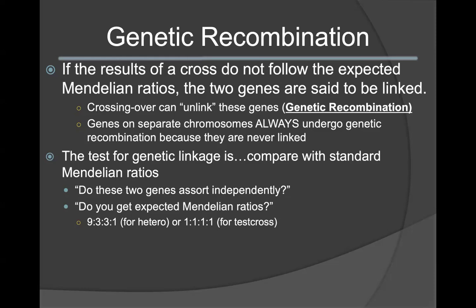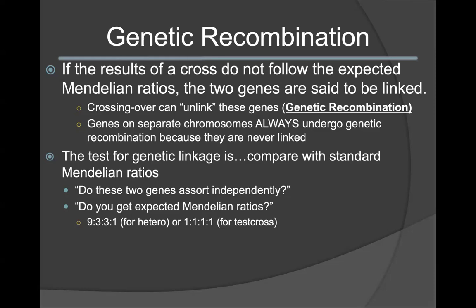Another important thing to understand is that if these genes are linked together on the chromosome, however, if they are farther apart on the chromosome, we know that we can have crossing over events that occur during prophase. This crossing over event can act to unlink these genes through genetic recombination. Genes that are located on separate chromosomes always undergo genetic recombination because they are never linked together. As a result, they follow the law of independent assortment and would also follow the expected Mendelian ratios.